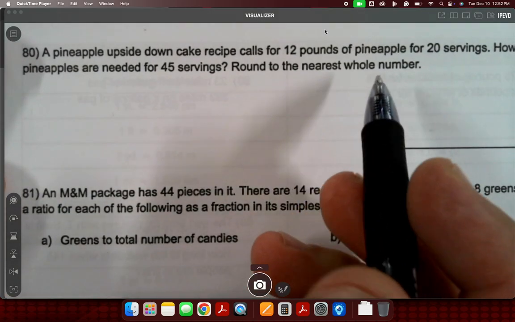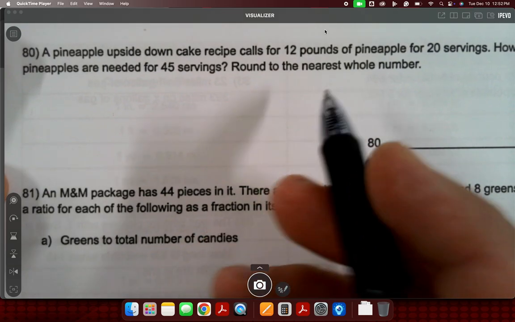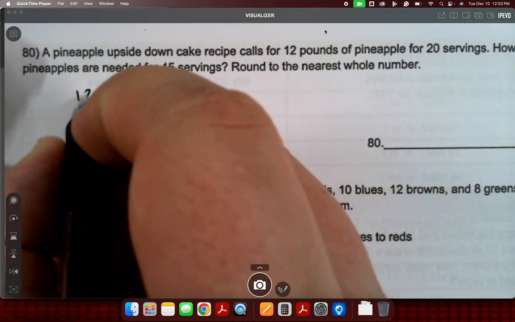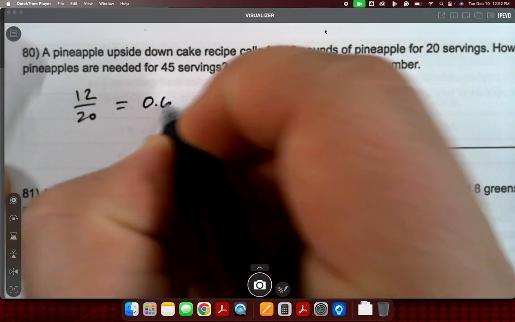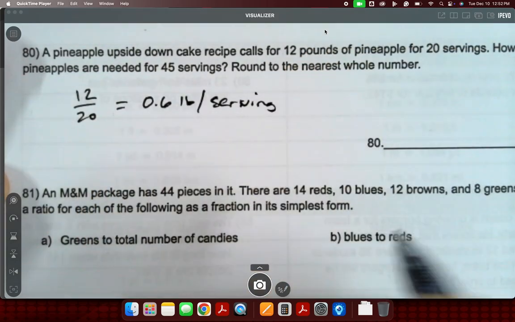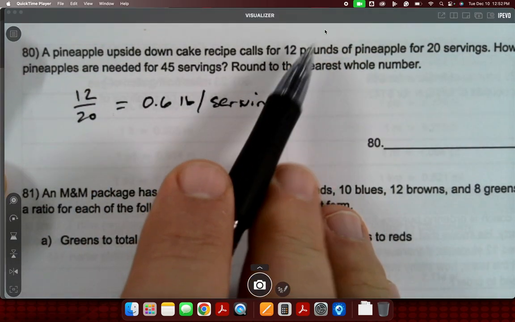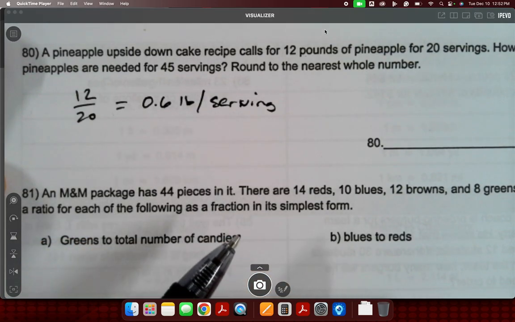So what we can do right away is find out how many pounds are required per serving. So if we do 12 pounds and divide by 20, we get that we need 0.6 pounds per serving. So that's called the unit rate. We just figured out if they need 12 pounds for 20 servings, they need 0.6 pounds for one serving.